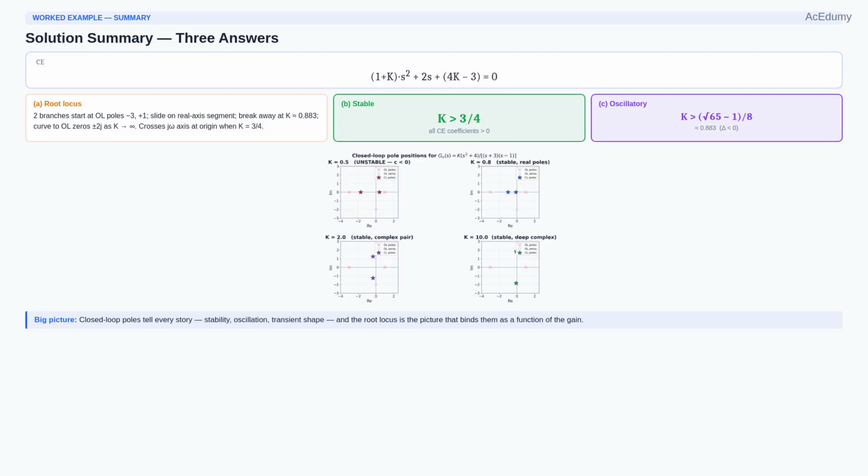Big picture. 3 questions, 1 characteristic equation, 4 short calculations. The closed-loop poles tell every story: stability, oscillation, transient shape, and the root locus is the picture that binds them together as a function of the gain. This concludes the midterm worked example series. 20 problems covering plant modeling, transfer functions, state space, linearization, stability, time specs, and root locus.